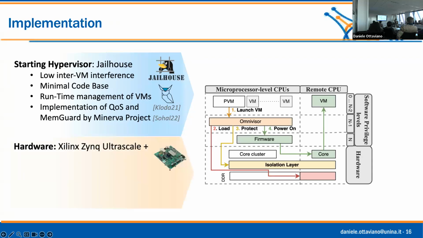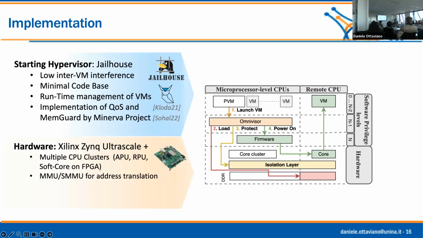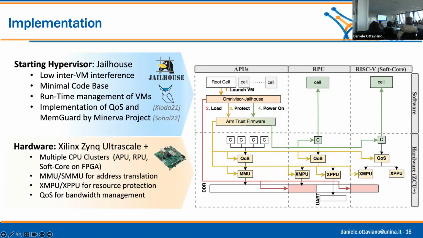As hardware, I showed you the Zynq UltraScale+ platform because it has all the requirements I discussed with you before. And so this is the launch of a virtual machine on an RPU or RISC-V on the specific software and hardware that we use. As we can see, there is the QoS and the XMPU, the Xilinx Memory Protection Unit, which is a specific system memory protection unit.